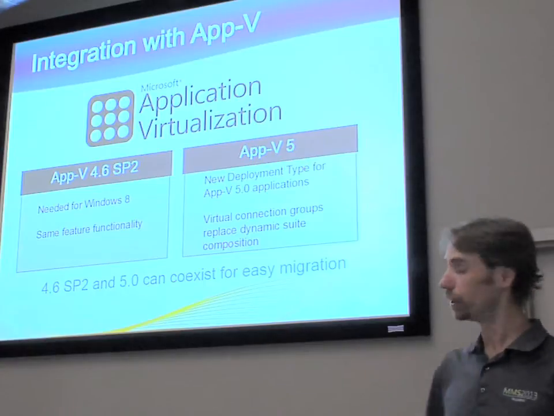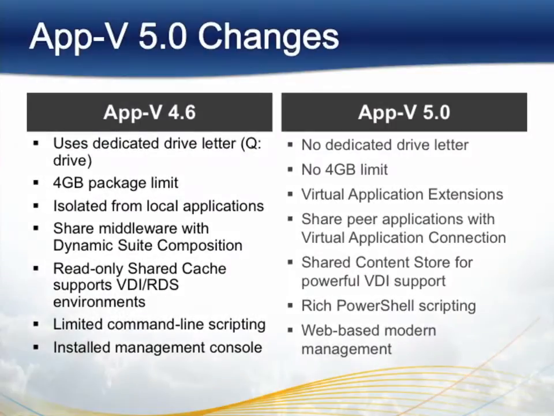And there are some other new features within App-V version 5. A couple things: there's no more dedicated drive letter. It was a point of contention with a lot of organizations. You know, you needed a dedicated drive letter, and it had to be Q, and that could cause some challenges. With App-V 5, we don't need that. We don't have a 4 gig package limit anymore.